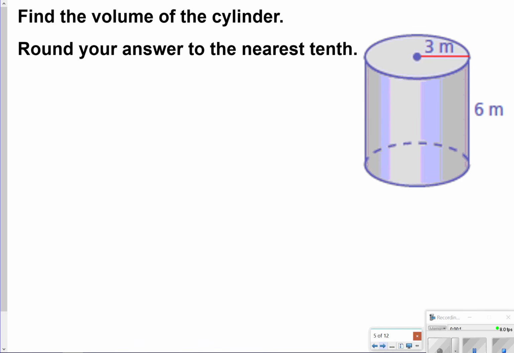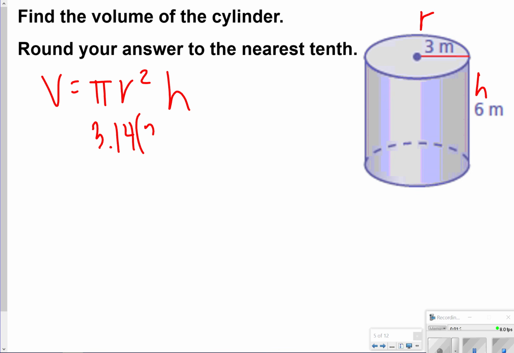Alright, so this one I'm going to show you how to do. It says, find the volume of the cylinder, round your answer to the nearest tenth. The first thing I always do is write down my volume formula, and I always replace area of the base with area of the circle. So pi times radius squared times height. Then I plug in what my things are. I know radius is 3 and height is 6. So that'll be 3.14 times 3 squared times 6.